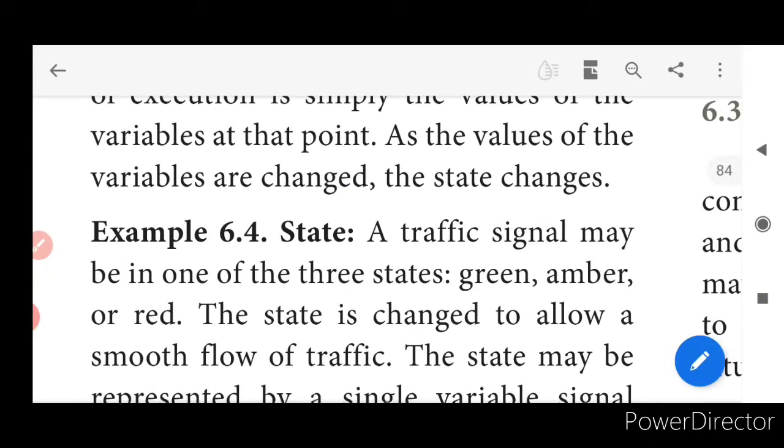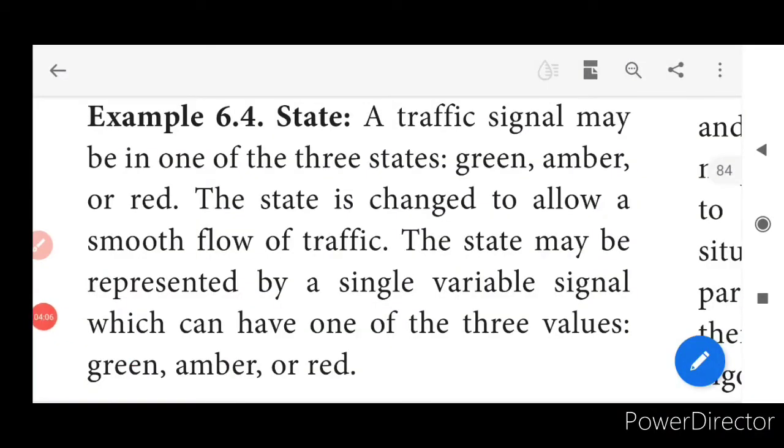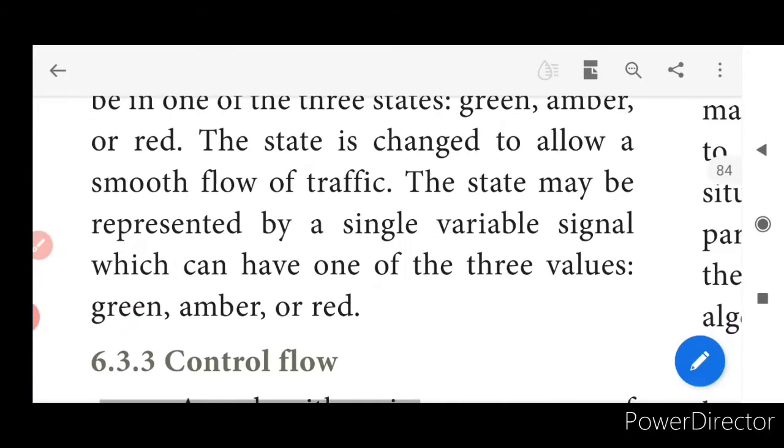Fine. Now let us see the states with respect to your traffic signal. See, a traffic signal may be in one of 3 states. What are the colors that we have? Green, amber and red. So what happens? This is used to represent the state of traffic in a normal flow, right? If you want the vehicles to move, you will be using green, and if you want them to wait, you will be using red. And if you alert them to be ready to start or stop, you will be using the amber light, isn't it? So this represents the change with respect to the flow of traffic.